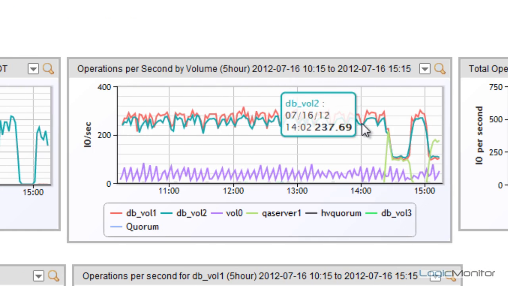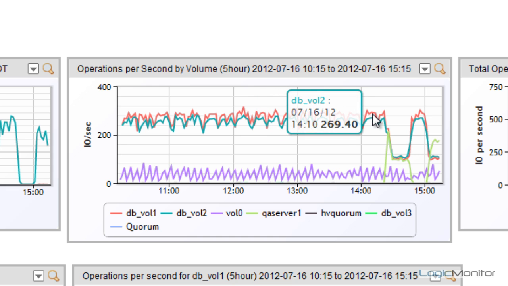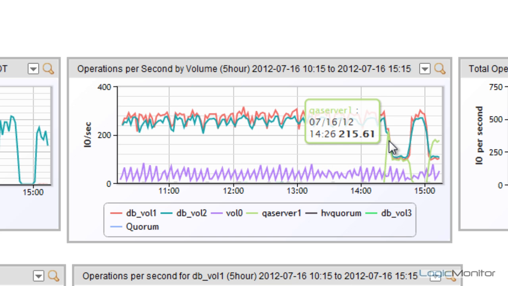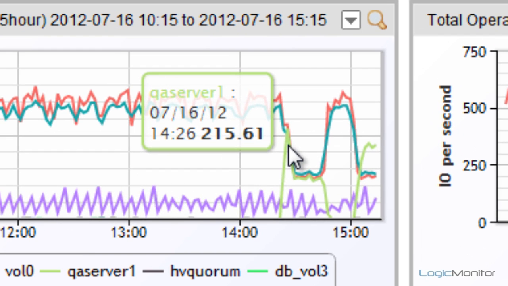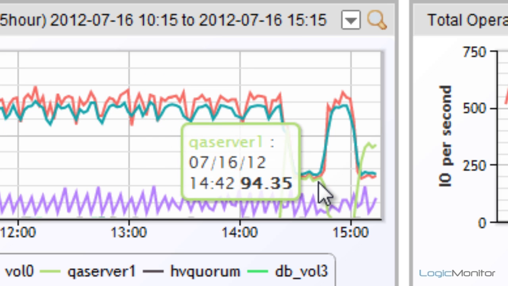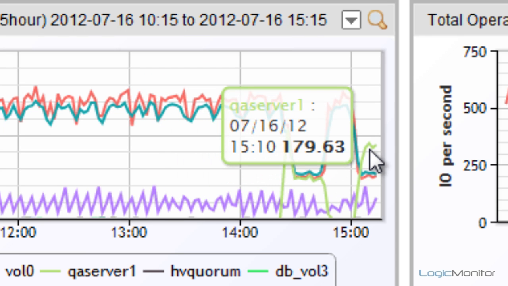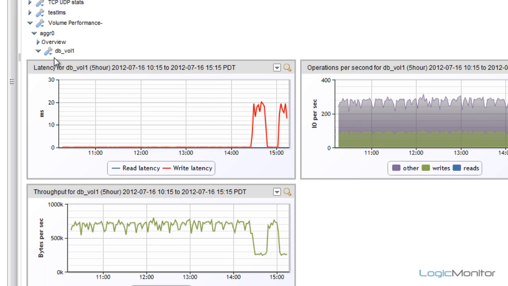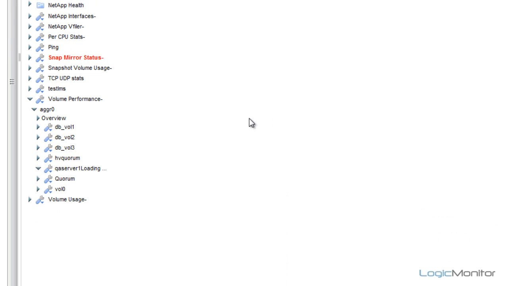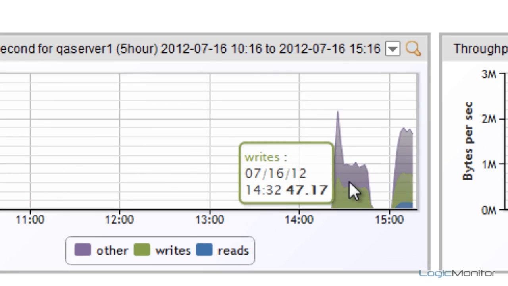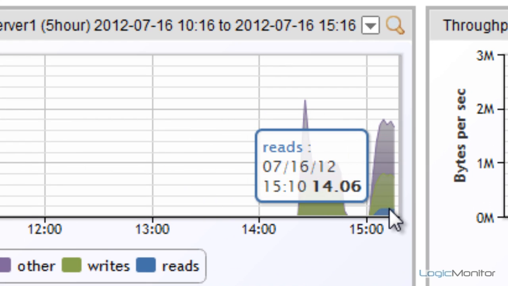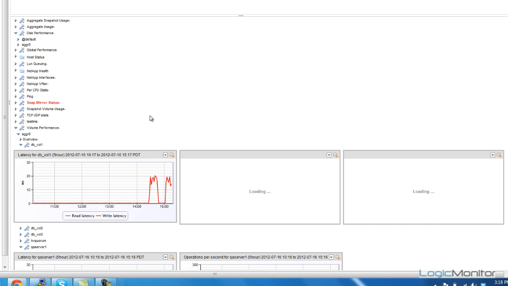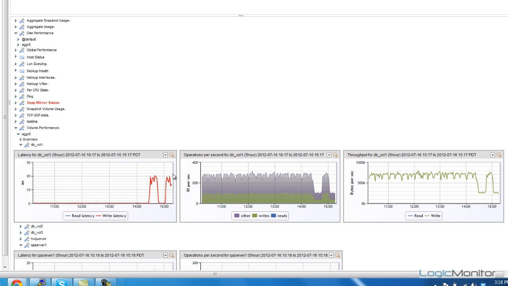And if we look here at the operations per second by volume, we were doing a fairly steady state on our database volumes and vol 0, but then when things slowed down, look, we had a QA server come online that's been putting additional workload on the filer that's been exceeding its I/O performance capabilities. So we can drill into that a bit more. If we go look at the QA volume here, the QA server suddenly started putting on an extra couple of hundred read and write requests per second on this NetApp. Obviously exceeded its I/O capabilities, caused latency, affected the database.